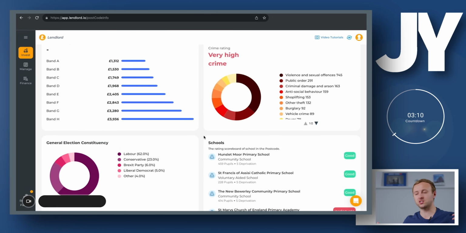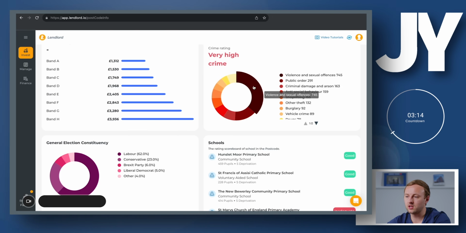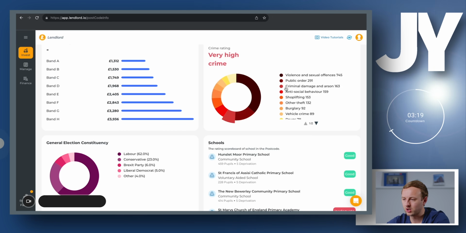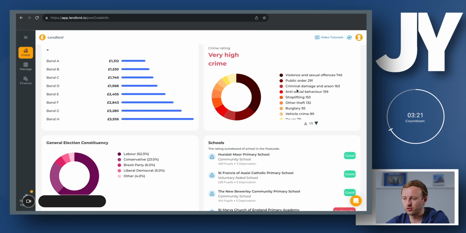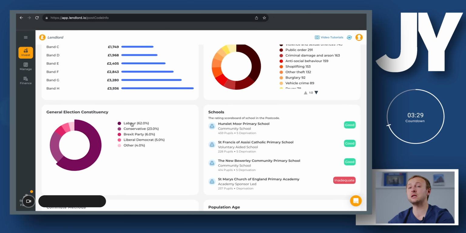We're all going to get shot and stabbed up, right? Not quite, okay? If you look at it, violence and sexual offences, almost always the top one. The ones I'm really looking at is criminal damage and arson. It's at 163, nothing too bad. Which, again, if you've not looked at crime rate, that'd be like, oh my God, but not a big deal. It's labour, 62%, which typically means a poorer area. Don't judge me, those are just the stats.